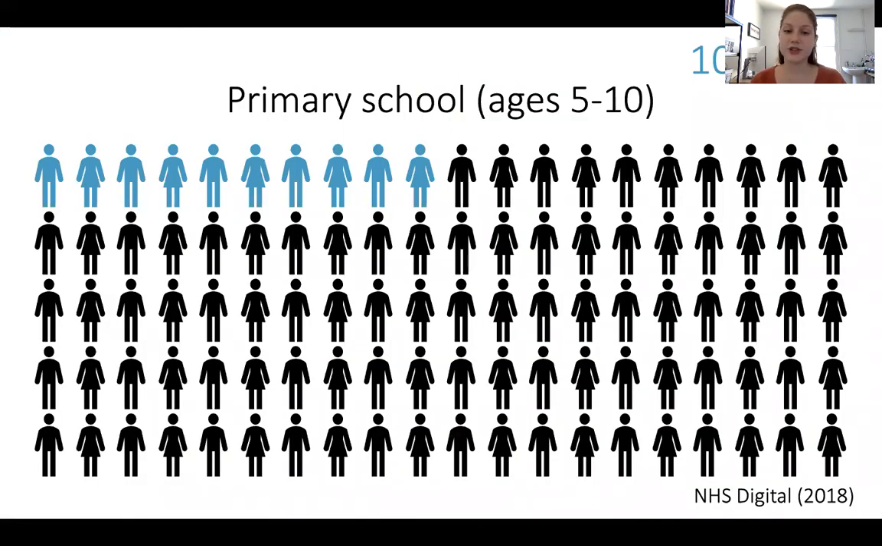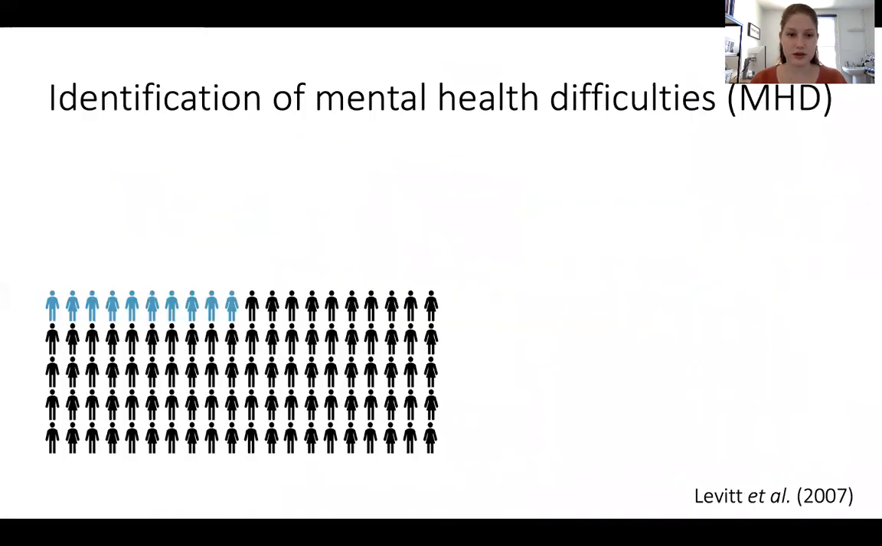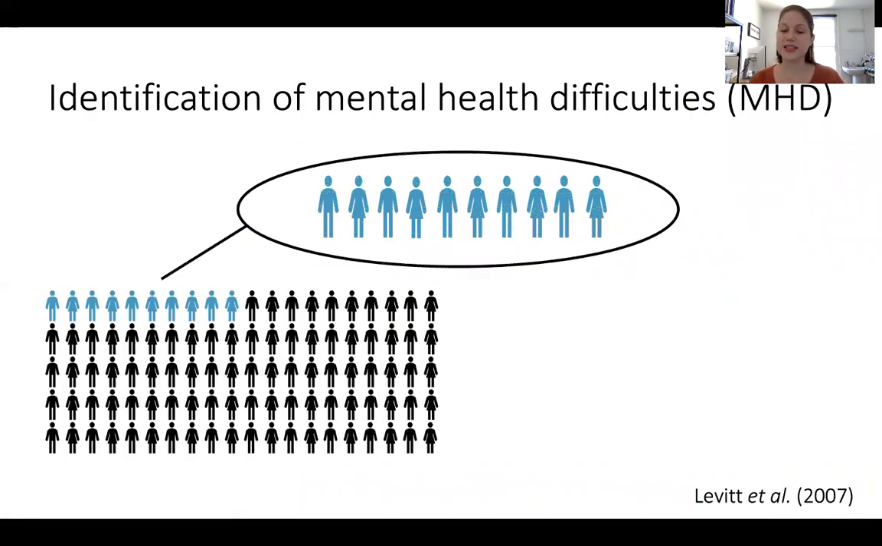We know from national survey data that 10 out of every 100 children who are in their primary school years has a clinically diagnosable mental health disorder. Even more have subclinical or non-threshold levels of mental health difficulties that nevertheless cause distress for both the children and their families. But I'd like to zoom in on the 10 children with clinically diagnosable mental health disorders.